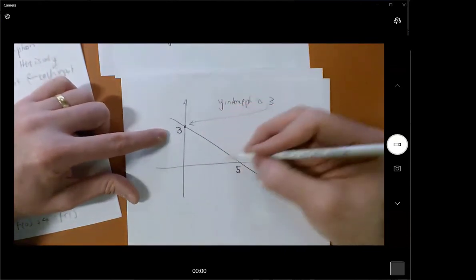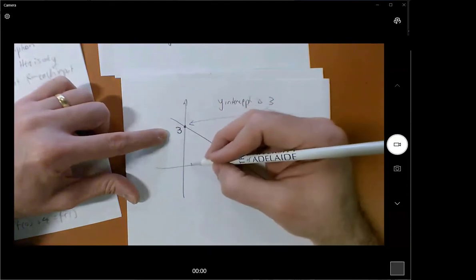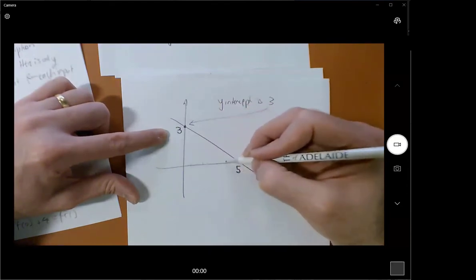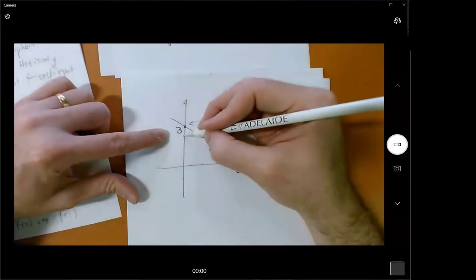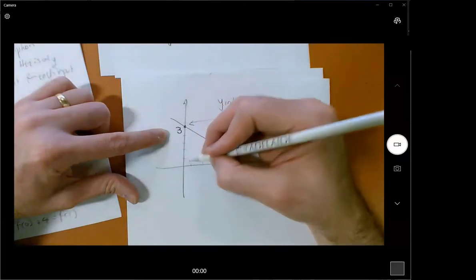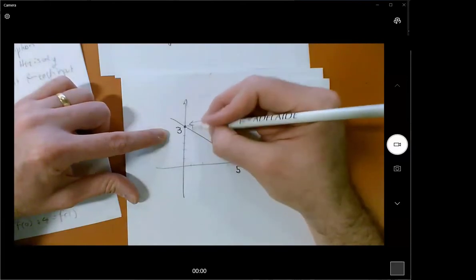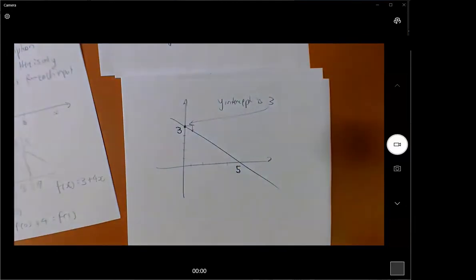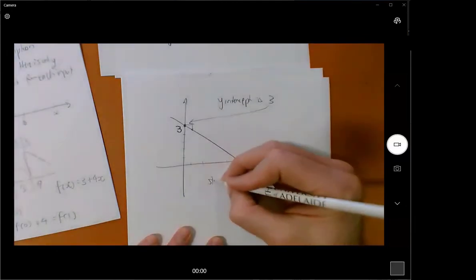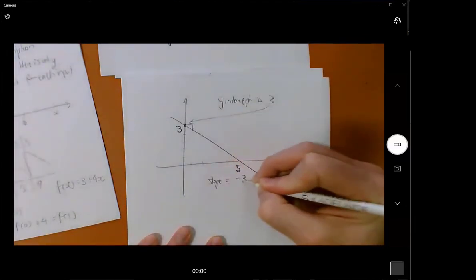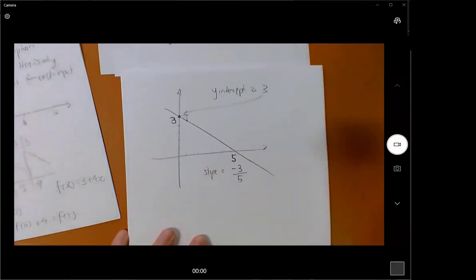So that means if it only went across 1, that would be cutting this into 5 pieces. I'd have to cut this into 5 pieces as well. But when across 1, it would go down 3 divided by 5. So the slope is minus 3 divided by 5.